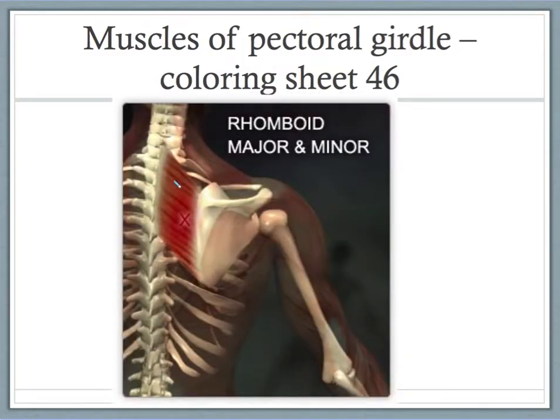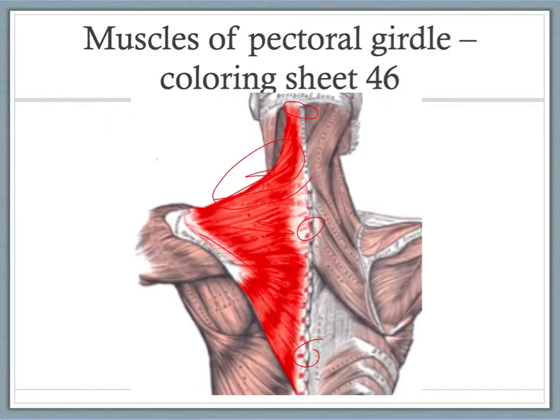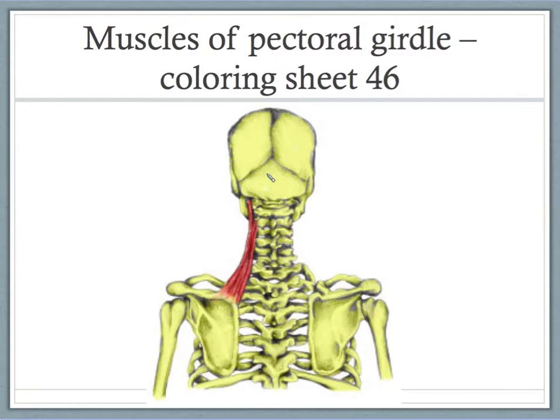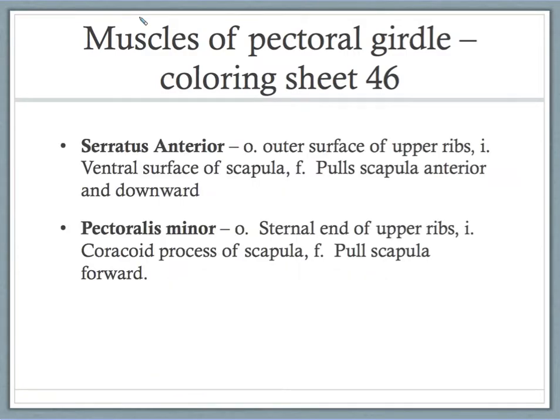Your rhomboid major, again, originates on your thoracic spine and inserts on the medial edge of your scapula. When these contract, they're going to shorten and pull it in this direction, so kind of upwards and adduction, upwards and medially. And then your last one is your levator scapulae, which originates up here around your skull and inserts on your scapula here, so when this contracts, your scapula can go upwards. Those are those three muscles. We have a couple others to talk about.